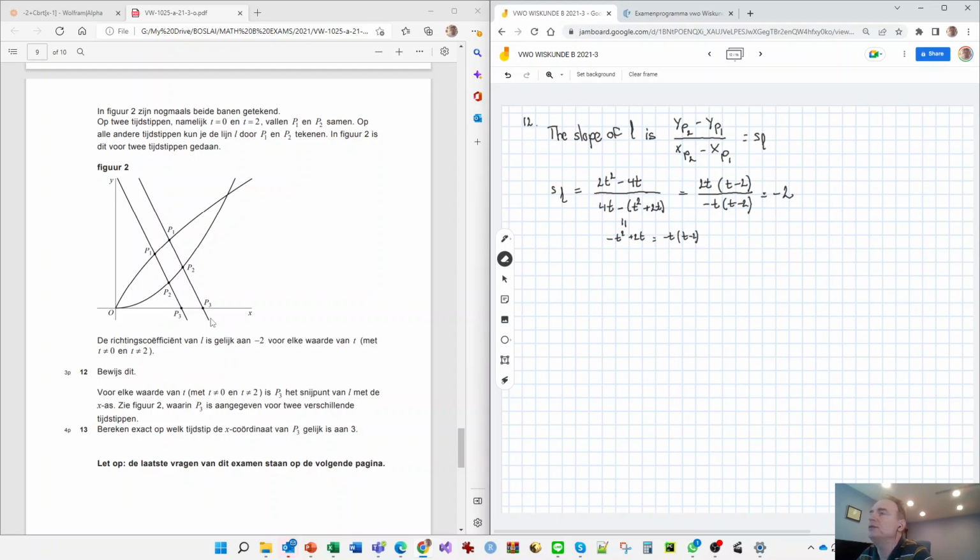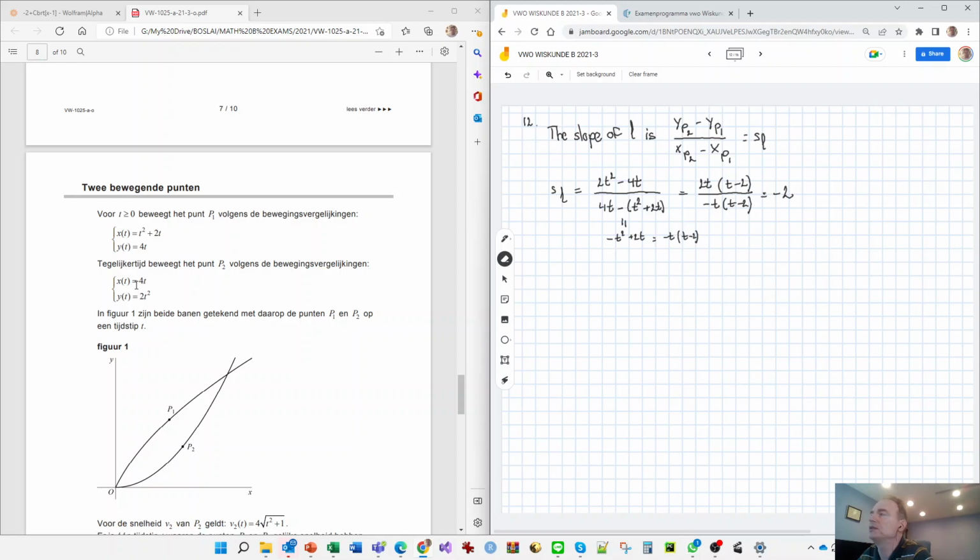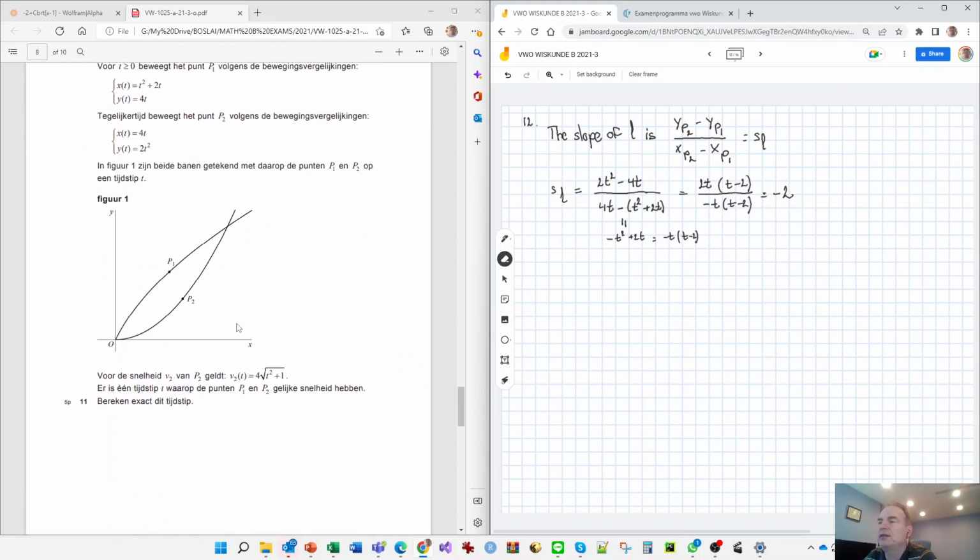So, we know our expressions here for P2 and P1. So substitute them. Factorize: the common factor of the numerator is 2t, and the common factor in the denominator is t, and then you already just see terms dropping and you get minus 2, which is what they were asking.